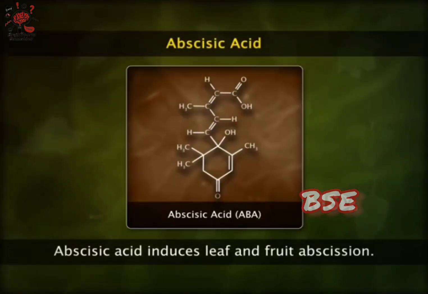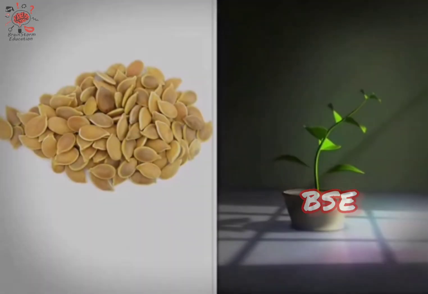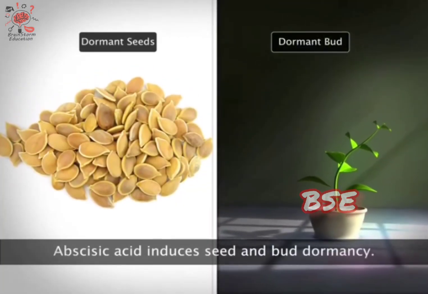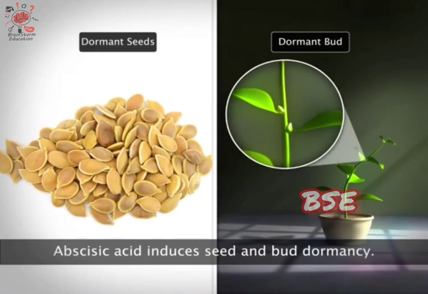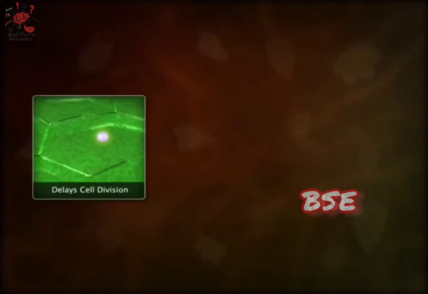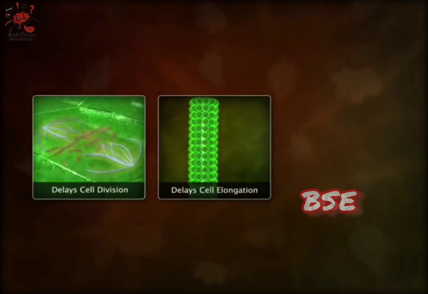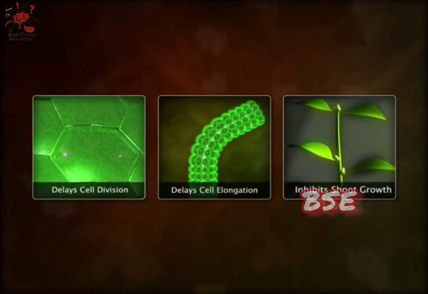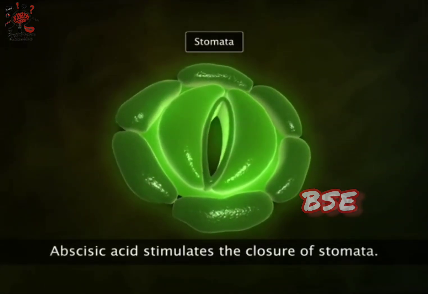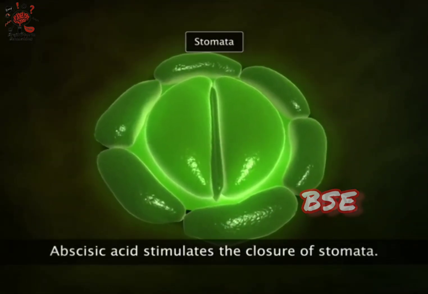Let's now learn about abscisic acid. It's interesting to note that abscisic acid, ABA, got its name because of its property to induce leaf and fruit abscission. ABA is a growth inhibitor. It induces seed and bud dormancy. Abscisic acid also delays cell division and cell elongation. It inhibits shoot growth. It stimulates the closure of stomata and thus reduces the rate of transpiration.